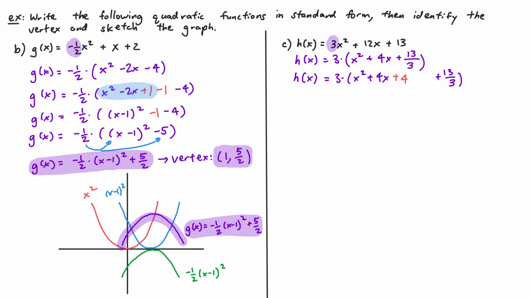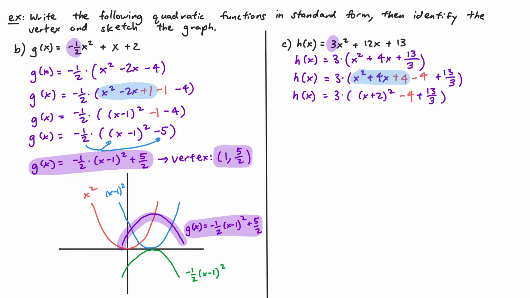But we can't just add 4 to this function because that's going to change my function. To balance things out, we also need to subtract 4. Next, we want to factor the x squared plus 4x plus 4. That portion factors as x plus 2 squared. So our function h of x is 3 times x plus 2 squared, and then we still have a minus 4 and the plus 13 thirds at the end.